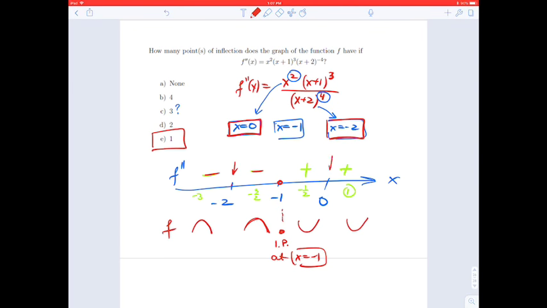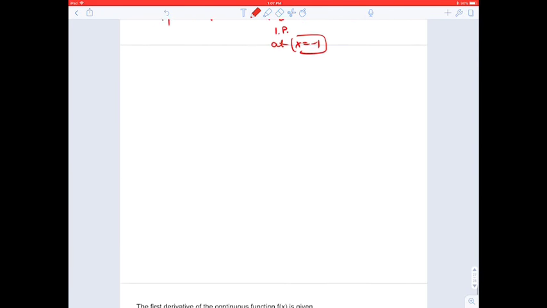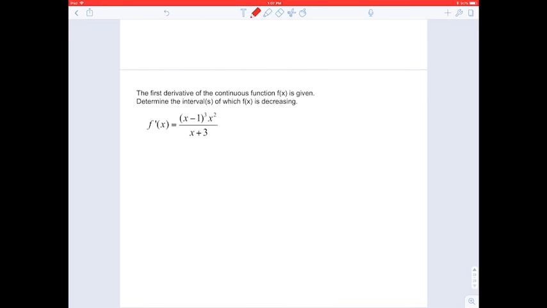And we can see what happened. At negative 2, negative, negative. At 0, positive, positive. Could be either way, but the same sign. Negative, then negative. Positive, positive. That means they are not inflection points. Only negative 1. Okay?